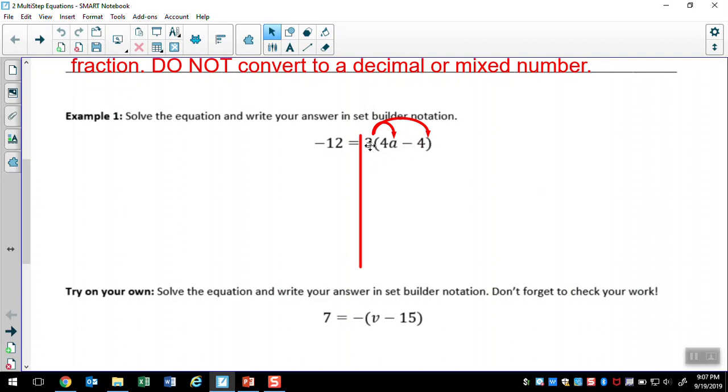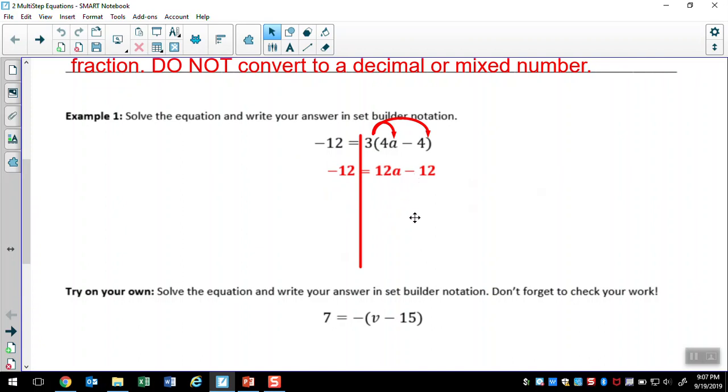So when I do that, 3 times 4a is 12a, 3 times negative 4 is negative 12. This negative 12 just comes down. Now we're just down to that two-step equation. Here's my variable that I'm trying to isolate. So the first thing I need to do is get rid of the constant. I really need to get my two constants together, right? But they're on opposite sides of the equal sign. So I want to move this negative 12.